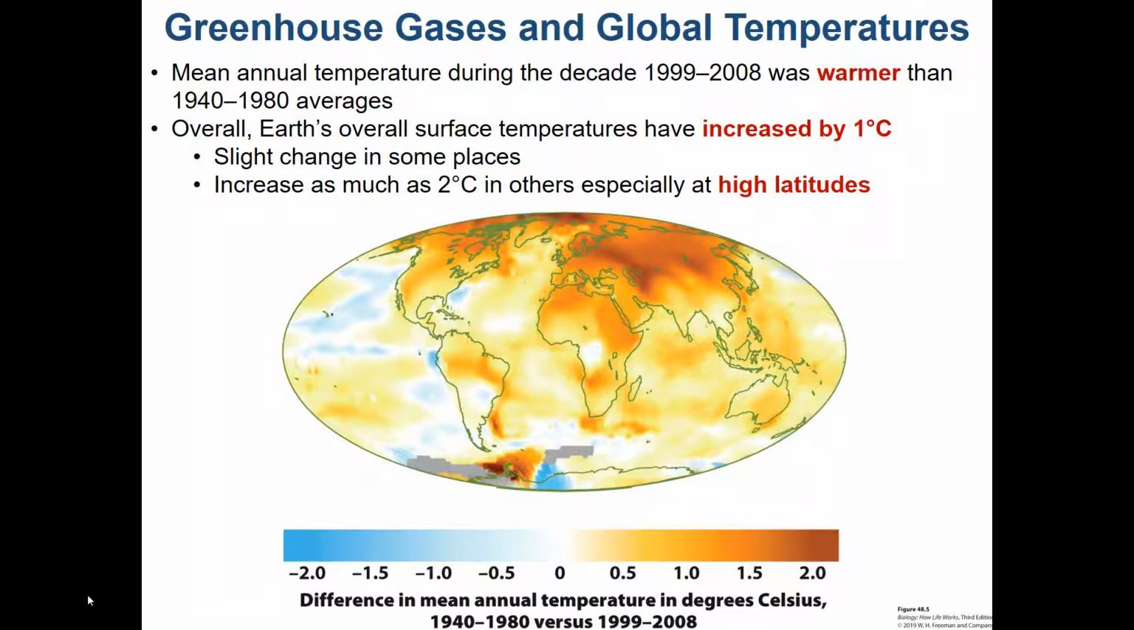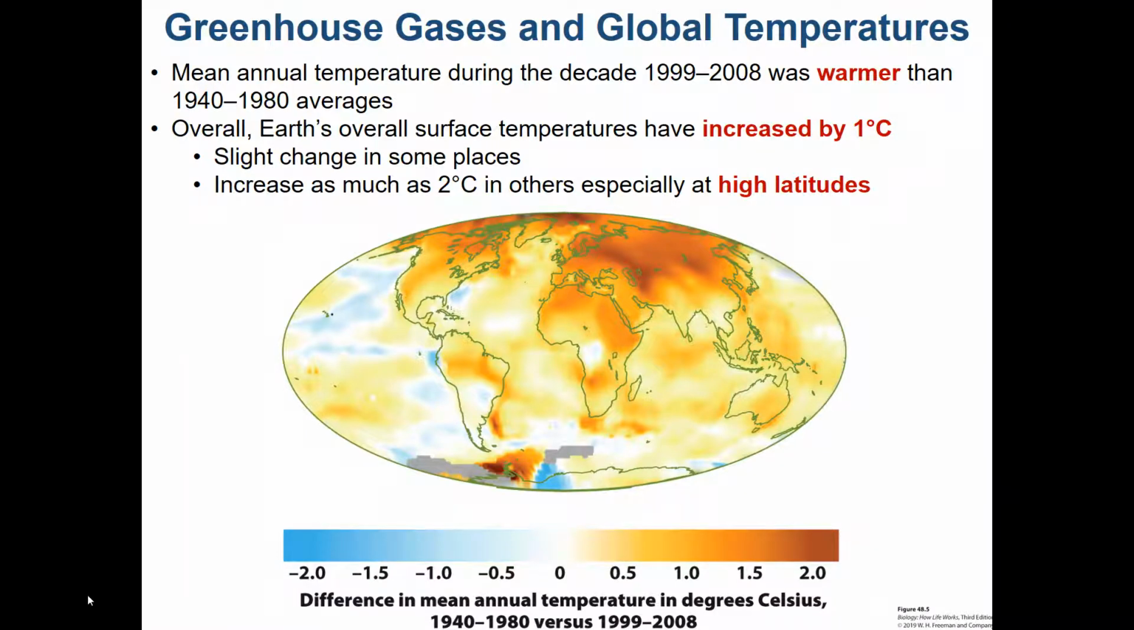For the past century, temperatures have been monitored at weather stations around the world. More recently, satellites in space have measured temperatures in places as remote as the high Arctic and the middle of the ocean. In most parts of the world, the mean annual temperature between 1999 and 2008 was warmer on average than annual temperatures between 1940 through 1980. Overall, Earth's surface temperature has increased by 1 degree Celsius.